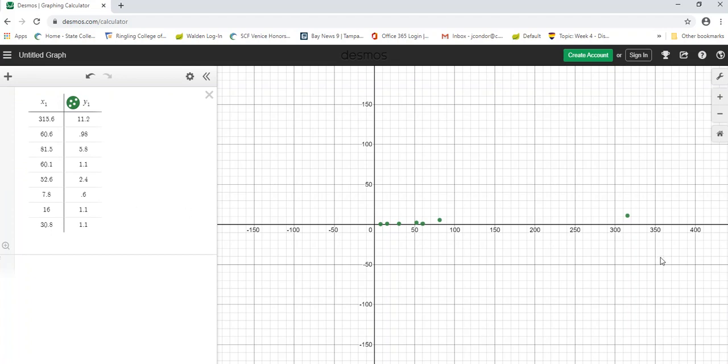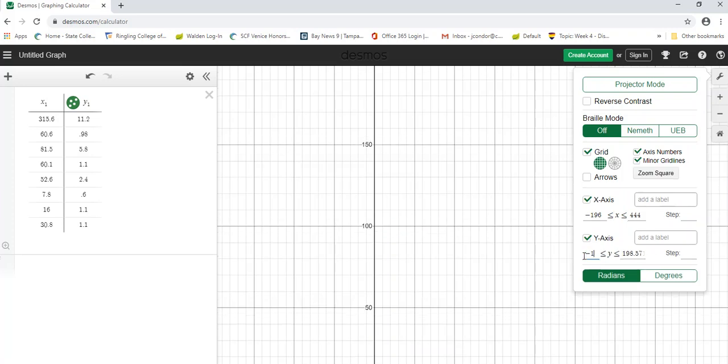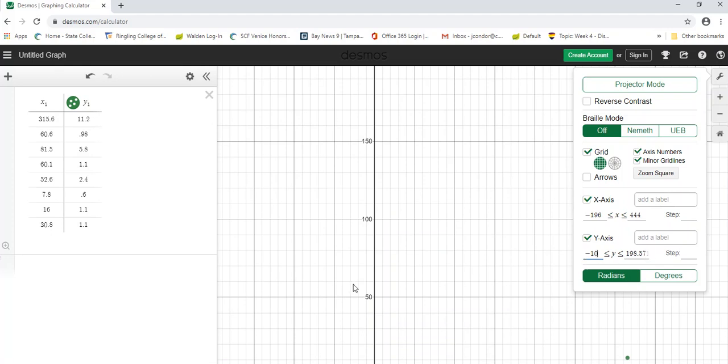And then for the graph, I need to change my Y values because they're so much smaller than my X values. These go from 0 out to like 315. So I can go over to settings, and my Y axis is too big. Let's make it go from -10 up to, and my values only go up to 11, so I'm going to go up to like 15.